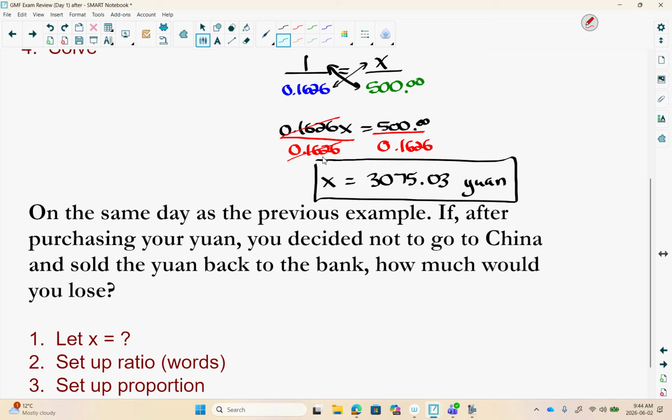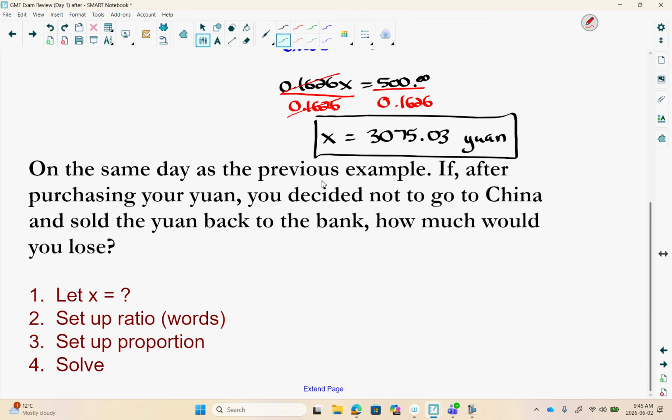So on the same day as the previous example, if after purchasing your yuan, you decided not to go to China and sold them back to the bank, it says, how much would you lose? So this is a two-step question. First thing I need to do is figure out how many Canadian dollars I would get back if I sold these back to the bank.